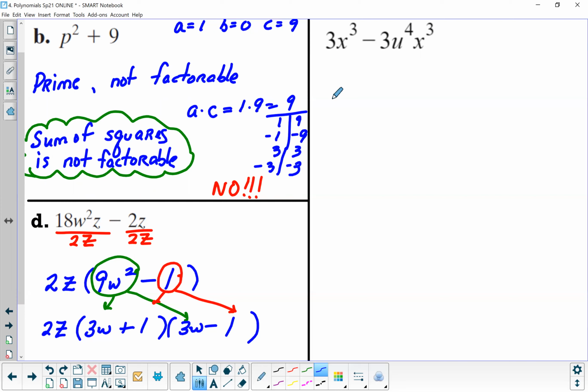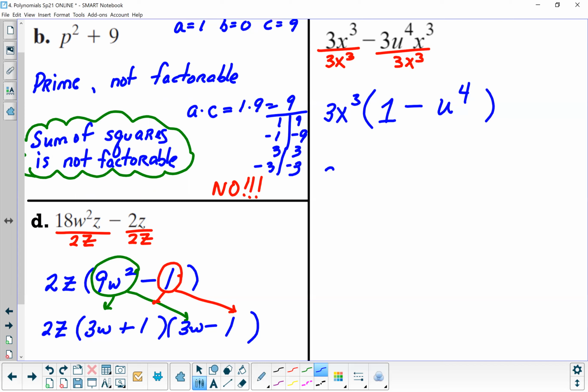Okay, so if I do that, 3x cubed, so divide by 3x cubed, and that gives me 1 minus u to the 4th power. All right, now our GCF 3x cubed, we're done with that. But our second factor, 1 minus u to the 4th, can we factor that further? And we can, because that is a difference of squares.